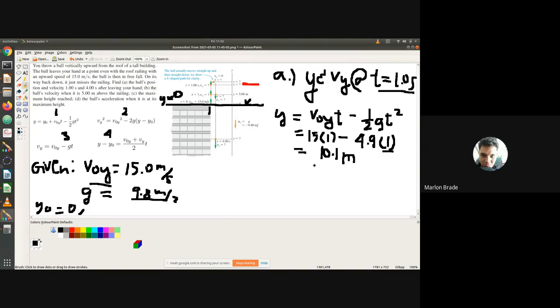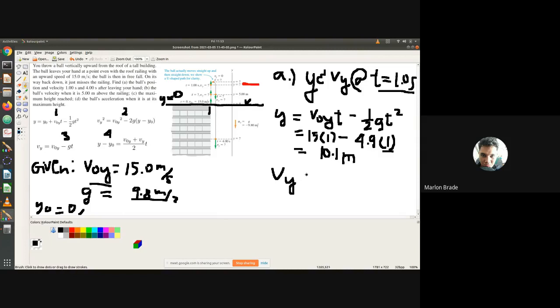Unsa nga equation? Equation 1, equation 2, equation 3, equation 4. Vy. Pangitaon nako ang Vy, ang velocity along y at t equals 1 second. Unsa akong gamiton? Kanang kompleto lang ang equation. So, equation 3.